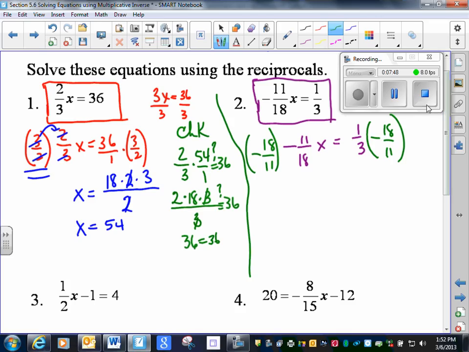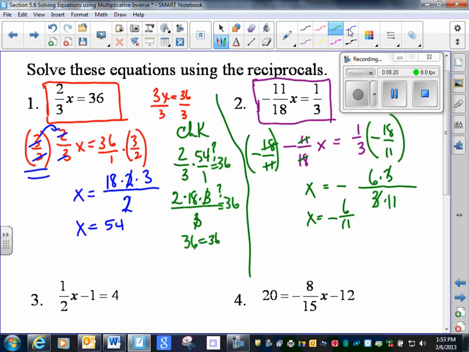This is all multiplication. These guys cancel. 18, goodbye. 11, goodbye. A negative times a negative makes a positive 1x on this side. On this side, we have positive times negative, so our product is going to be negative, single fraction bar. 18 is 6 times 3. Here's 3, and here's 11. They're both prime. The 3's cancel, and our answer ends up being negative 6 over 11.